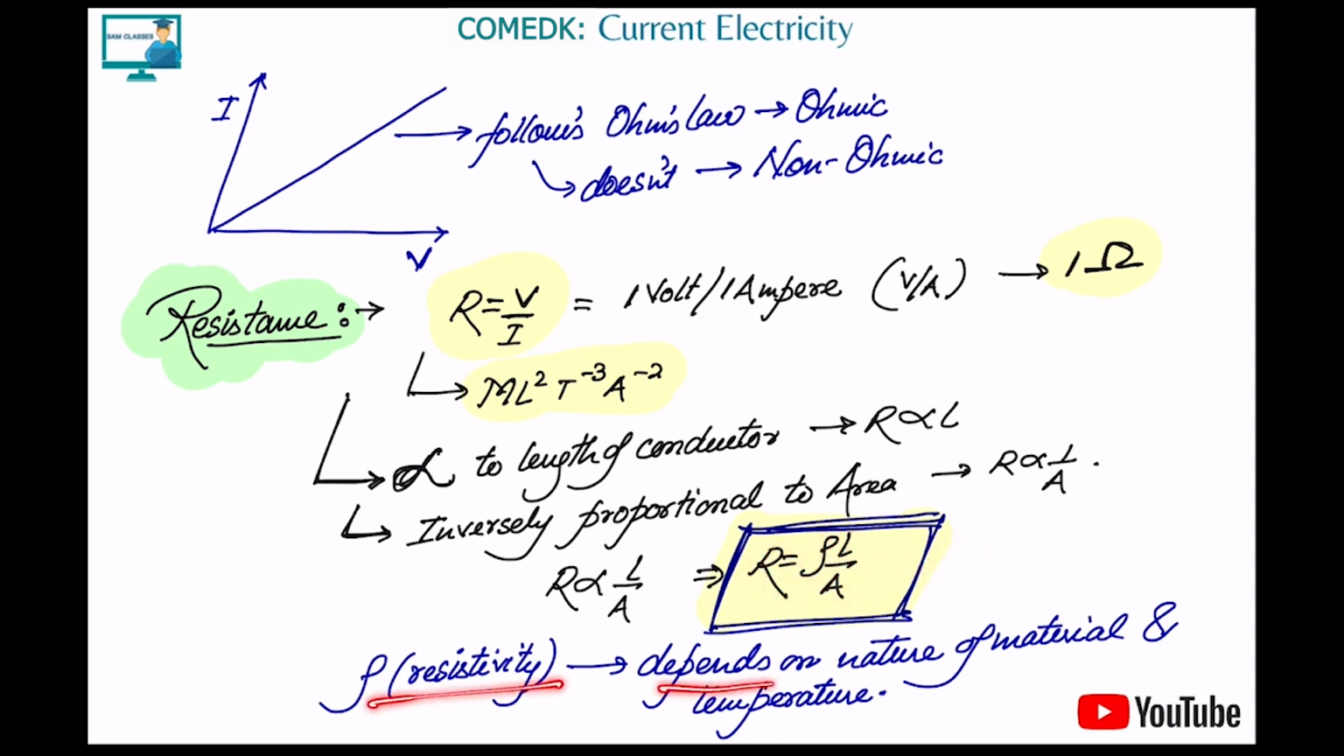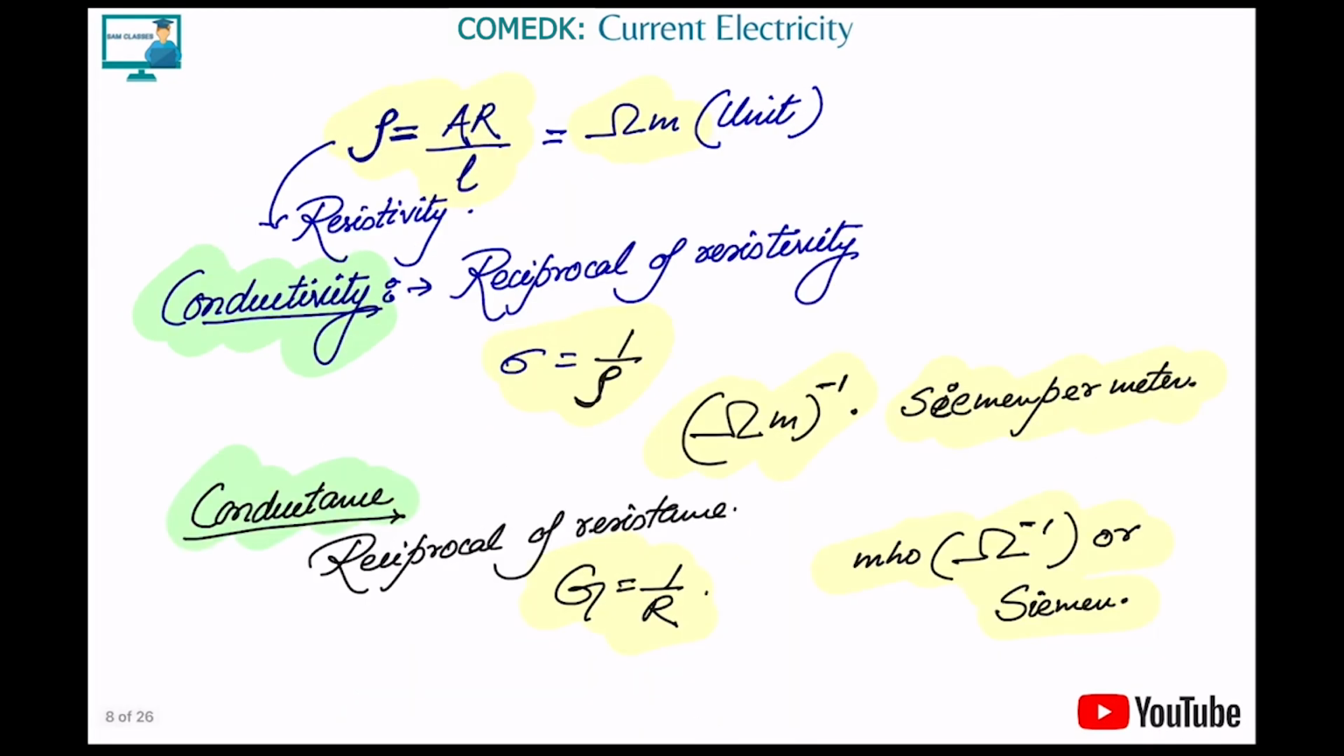Resistivity depends on the nature of the material. If somebody has taken a copper wire, somebody an aluminum wire, somebody some other wire, this resistivity rho will change. And it depends on temperature. If somebody is working at room temperature like 25 degrees, and somebody at a heated temperature like 50 degrees, resistivity also fluctuates a bit. So from here resistivity is equal to AR by L, and its unit is ohm meter.